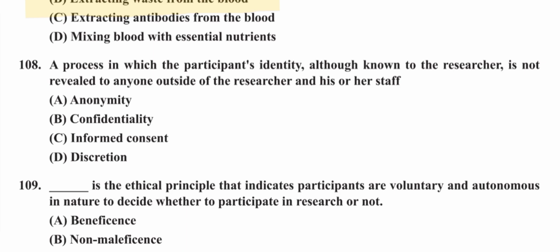Next question: the process in which a participant's identity, although known to the researcher, is not revealed to anyone outside of the researcher and his or her staff is called anonymity, confidentiality, informed consent, or direction. Answer is confidentiality.